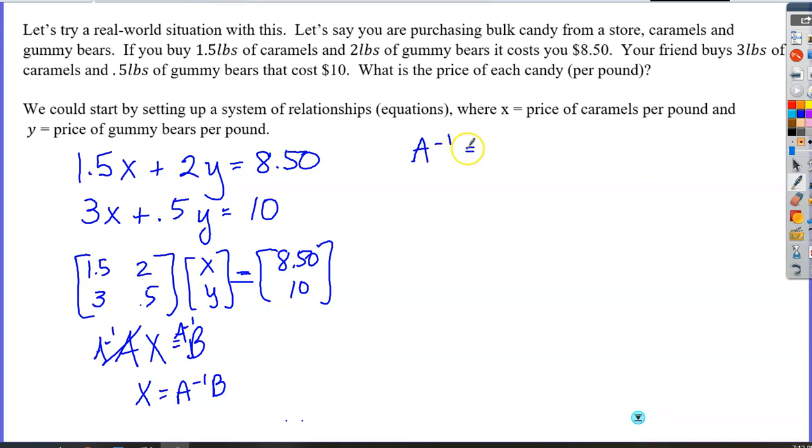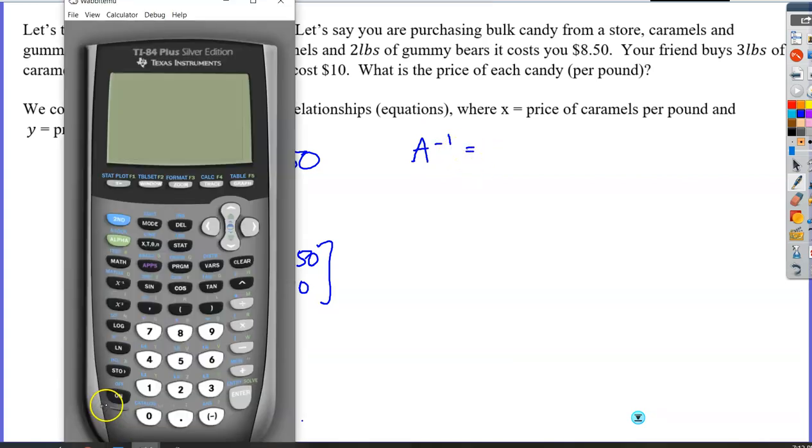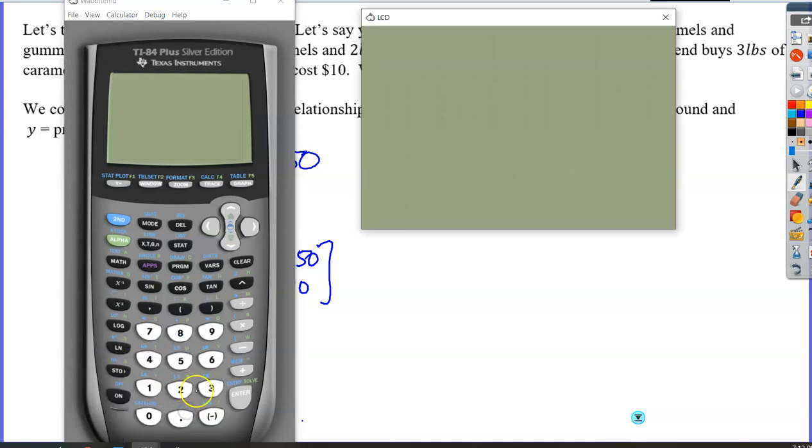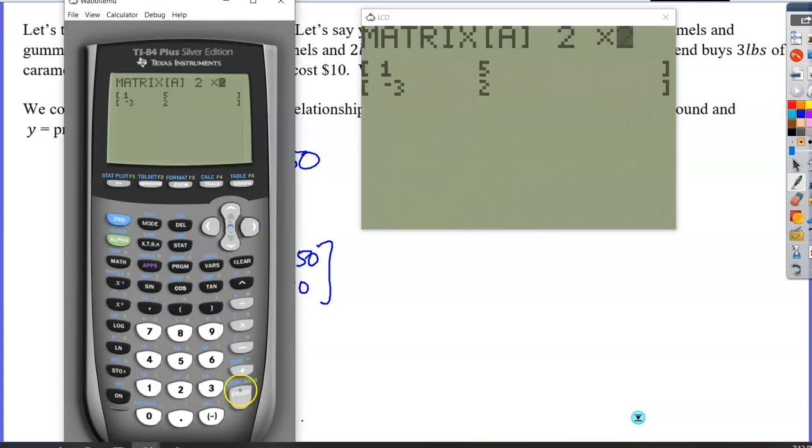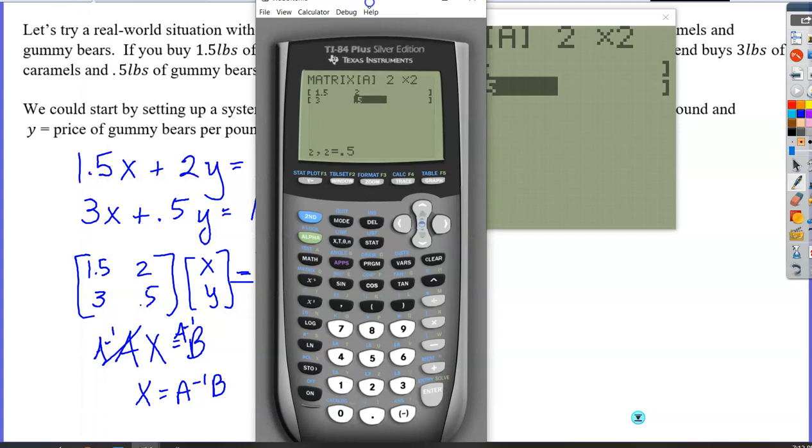Now, let's cheat and use our calculator, because I want you guys to practice using your calculators too. Okay, so that means the first thing I have to do is actually put in matrix A. So I'm going to go back to Edit, matrix A. It's still 2 by 2, so that's good news. I think it was 1.5 and 2 and 3 and 0.5. Check. Yep.